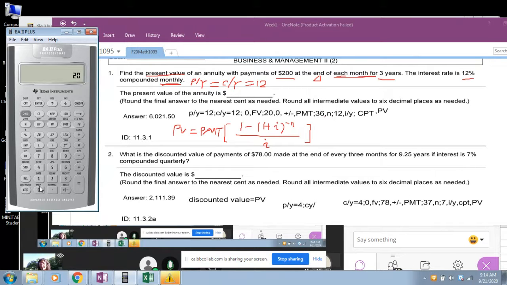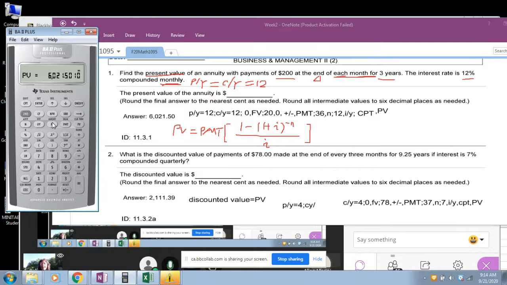200 is the payment, so 200 is negative PMT. 3 years is the same as 36 months, so 36 is N. Interest is 12%, so 12 is I/Y. And you need the future value: 0 is the future value as a precaution to clear any previous entries. Final step, compute PV.